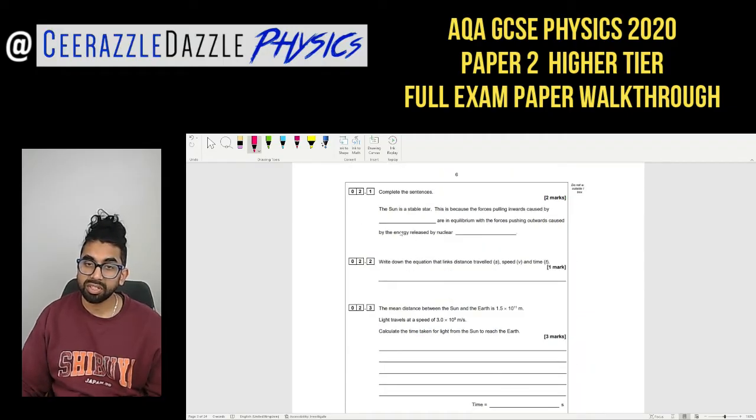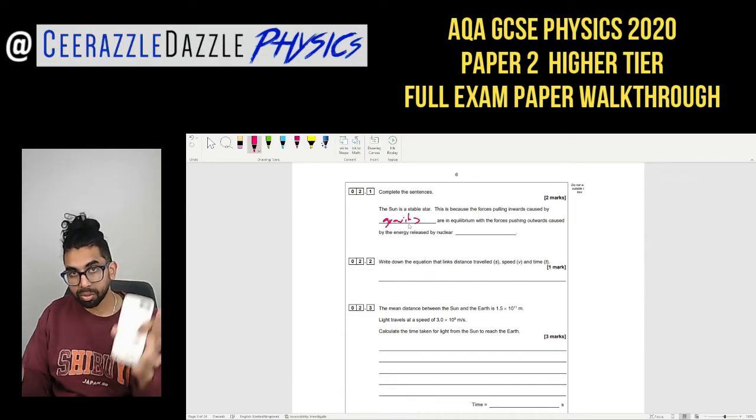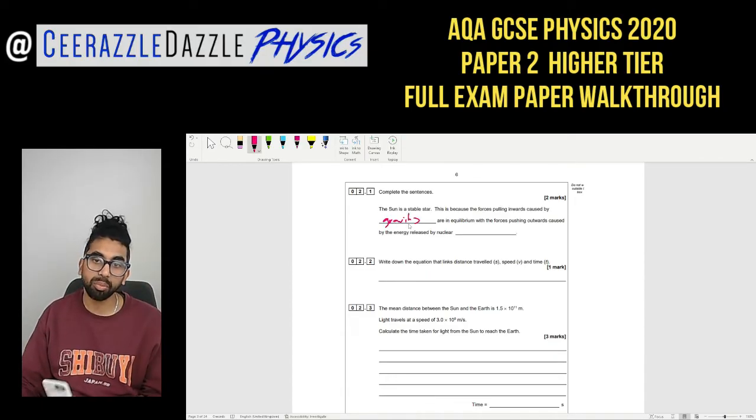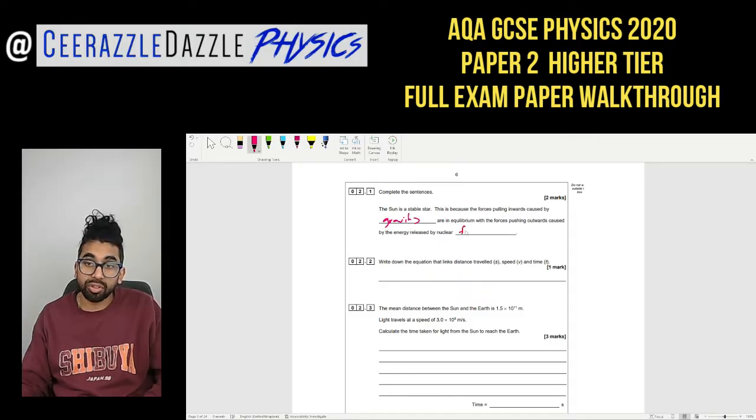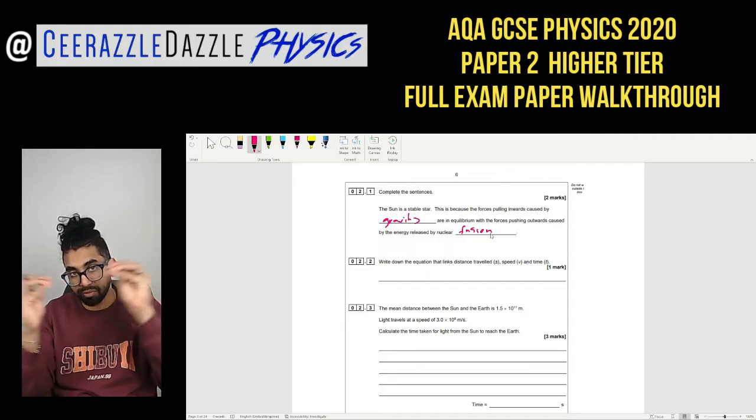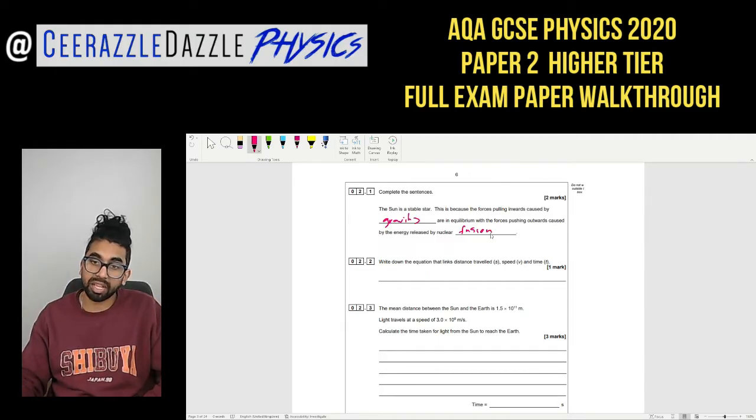2.1, complete the sentences. The sun is a stable star. This is because the forces pulling inwards caused by gravity, don't forget, it tries to drag all the matter inwards, everyone, are in equilibrium with the energy being produced from nuclear fusion. Don't forget, in the stars, everyone, fusion takes place. Don't forget you have the hydrogen being fused into helium and the energy is released in that process.